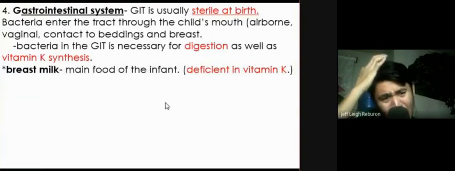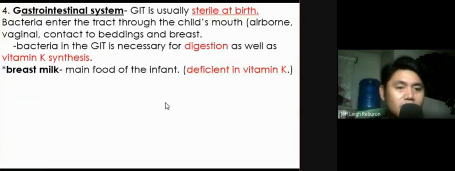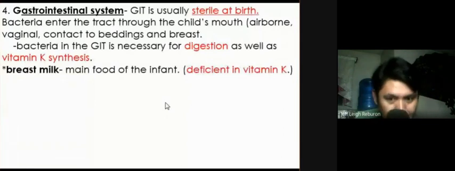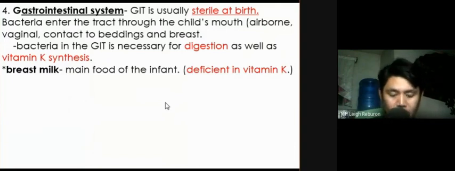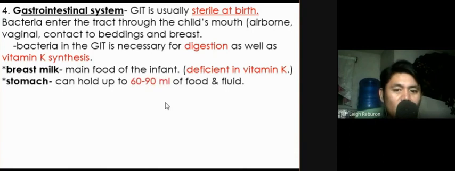Now, ang usually na laman po ng gastrointestinal system is the breast milk. Okay? It is the main food of the infant. But remember po, na kahit na kompletong-kompleto po ang breast milk para sa bata, remember that it does not contain vitamin K. Okay, so saan manggagaling si vitamin K? Manggagaling po siya sa intestinal microflora na iproproduce po yun. Okay, yung vitamin na yon.